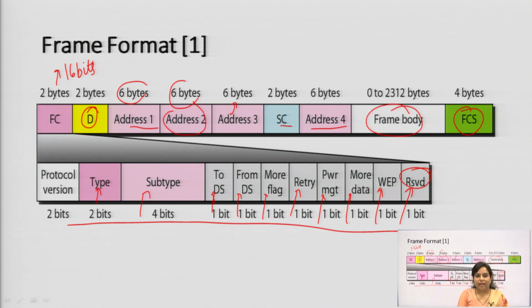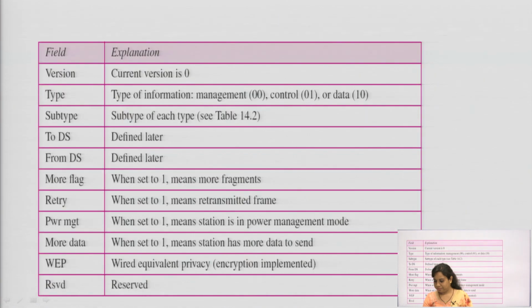Then FCS, that is the frame check sequence, which is the last field that has been used. When the frame is received at the receiver side, the frame check sequence will be checked to see whether there is any error or not. If there is no error, then this particular frame will be received. If there is any error, then it can be aborted, or retransmission can also be performed in that case.